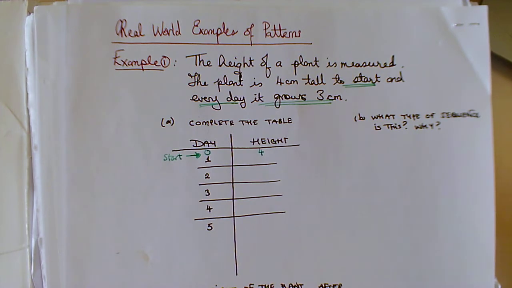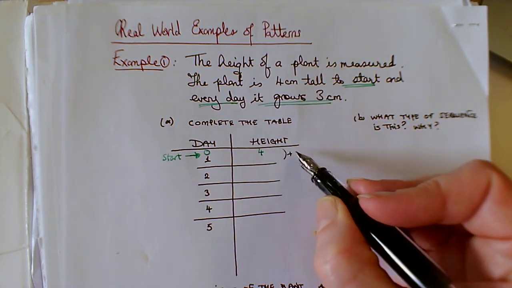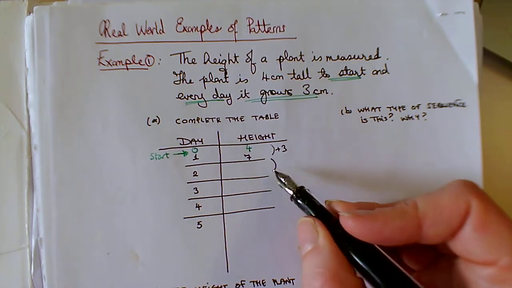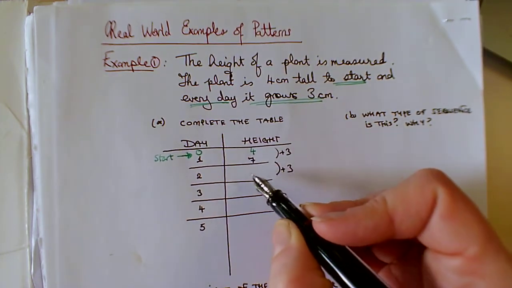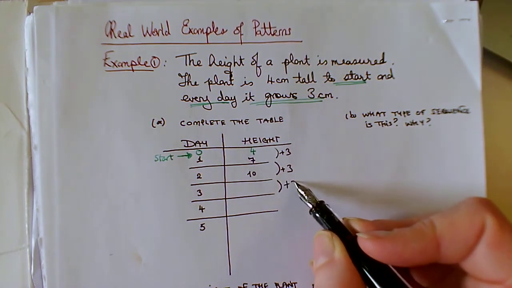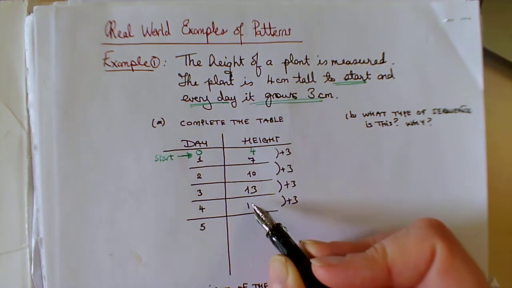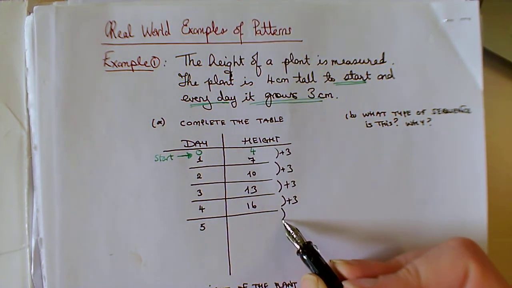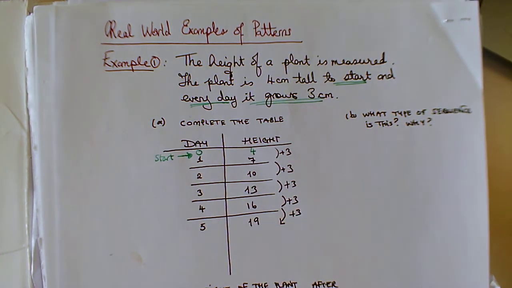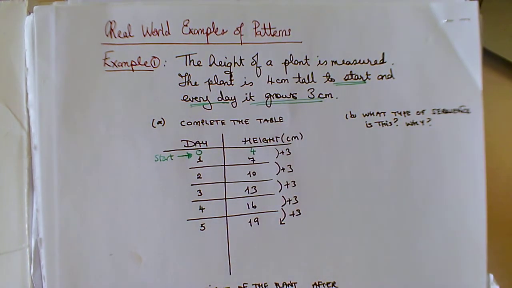The next bit then, after one day, it had grown 3 centimeters. So I'm adding on 3. 4 plus 3 is 7. Day 2, it grows another 3 centimeters. 7 plus 3 is 10. Day 3, another 3 centimeters, 13. Day 4, another 3 centimeters, 16. And day 5, another 3 centimeters, bringing me to 19 centimeters. 19 centimeters after 5 days.